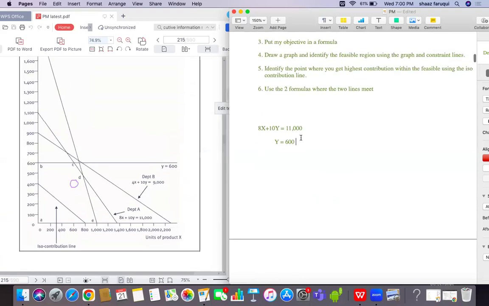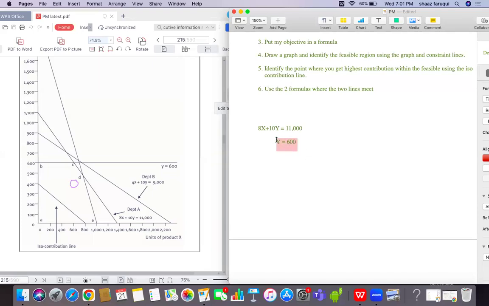Now, all you have to do is simplify this. How will you simplify this? Simple maths. What do I mean by simple maths? It's just basic math. How do you simplify these equations, guys? Who can tell me? Substitute Y. Yes, absolutely right.